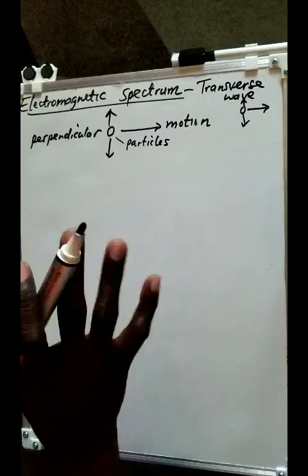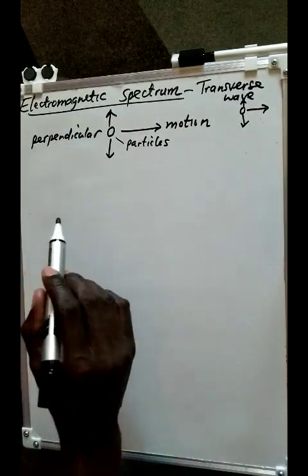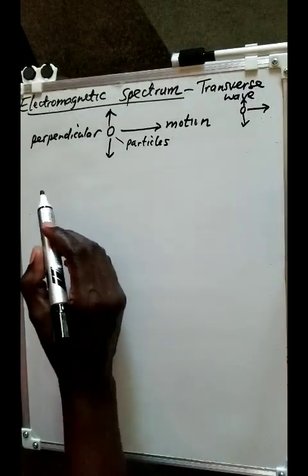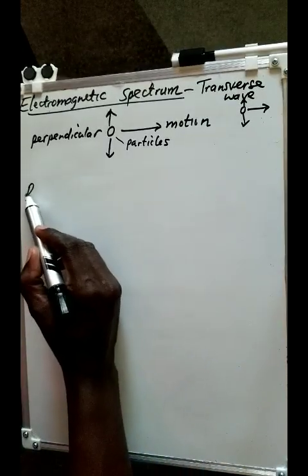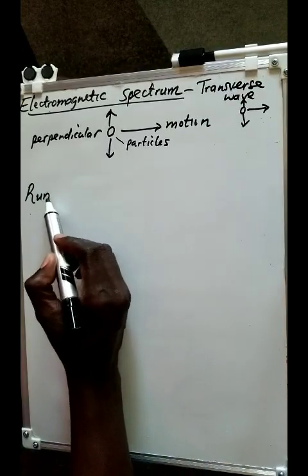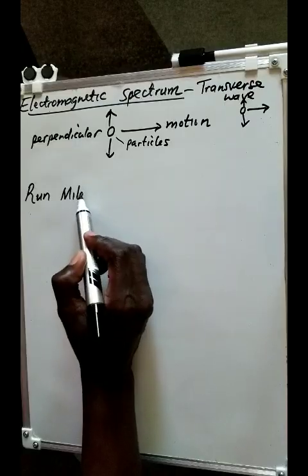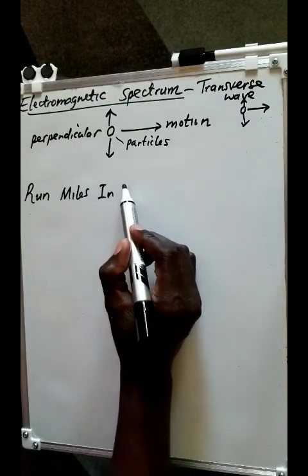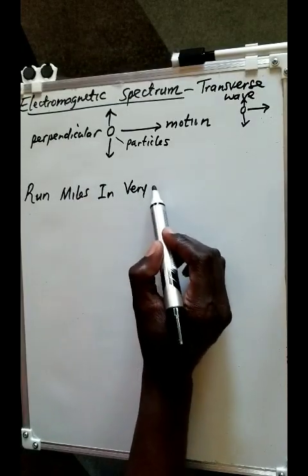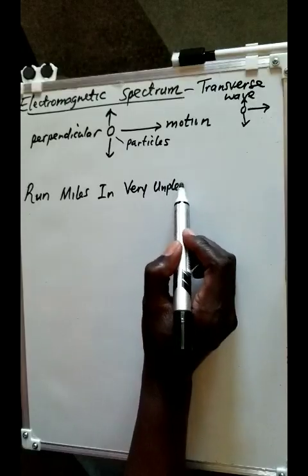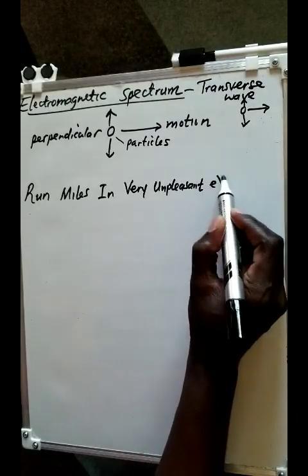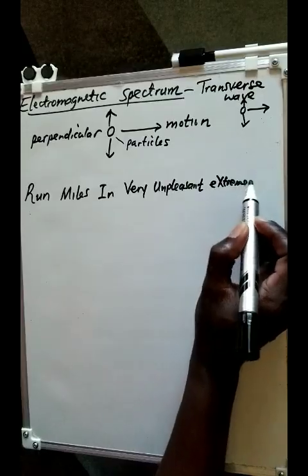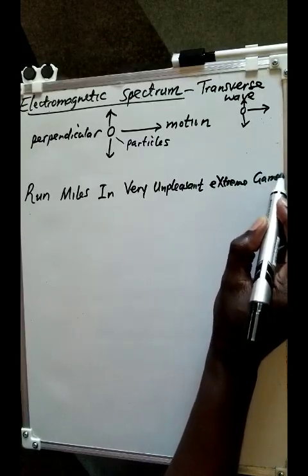So what are the waves that are found in the electromagnetic spectrum? In order, you can remember the memory aid: Run, Mouse, In, Very, Unpleasant, Extreme, Games. So this is what you need to remember.